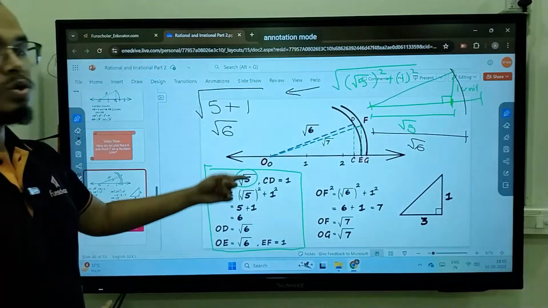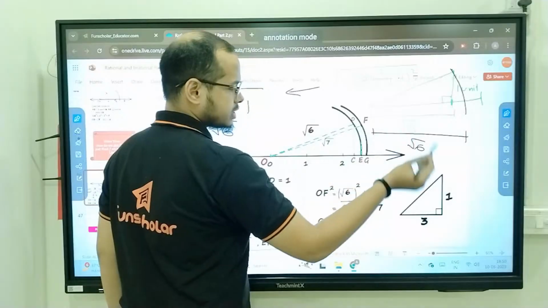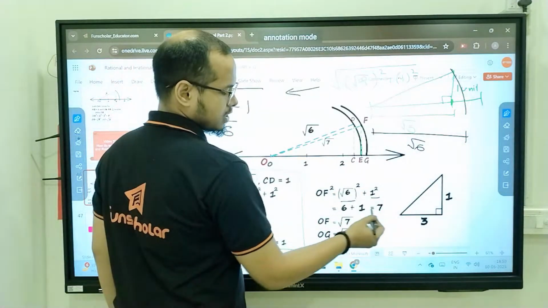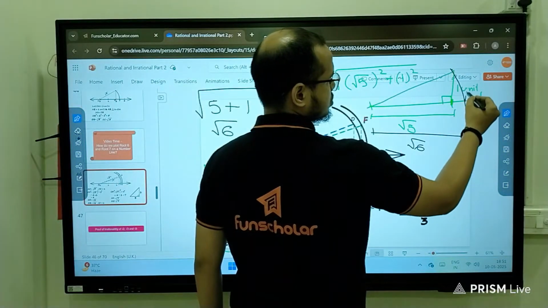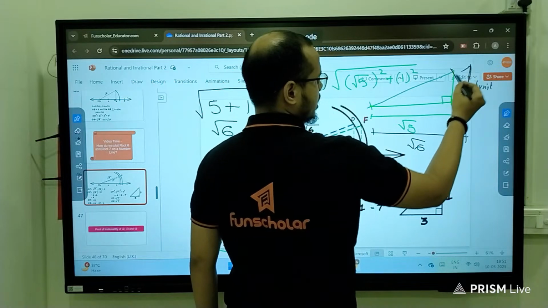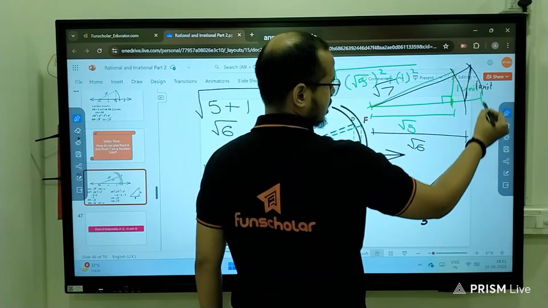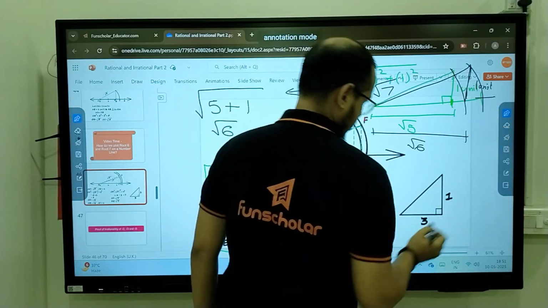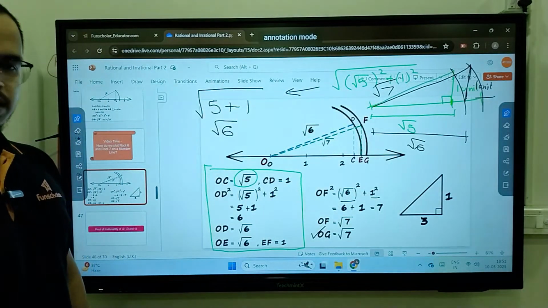Now in order to find root 7, we have to utilize this root 6 first. Root 6 plus 1, same step. Root 6 plus 1, 7. This is root 6. So again a straight line of 1 unit here. Again a hypotenuse here. This will be root 7. Simply again an arc is cut. That will give us root 7. Isn't that easy?